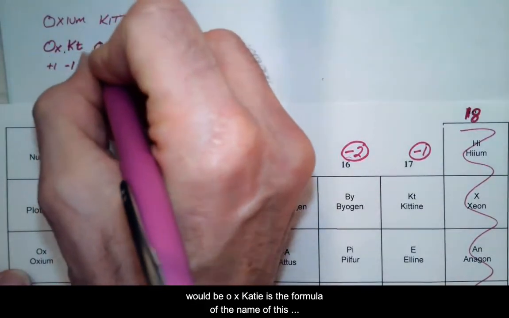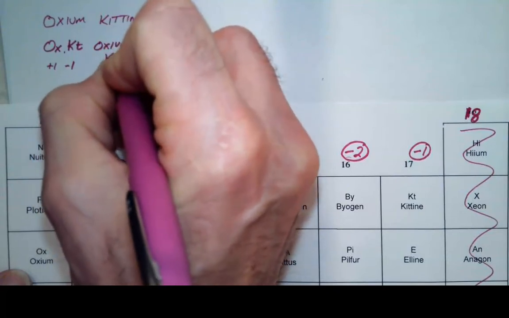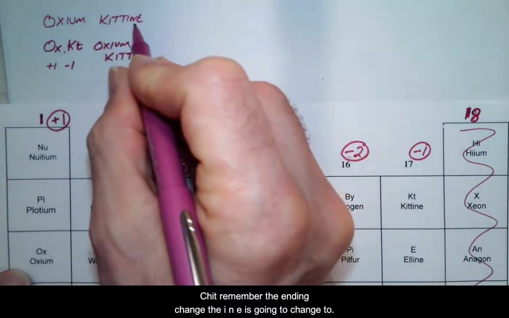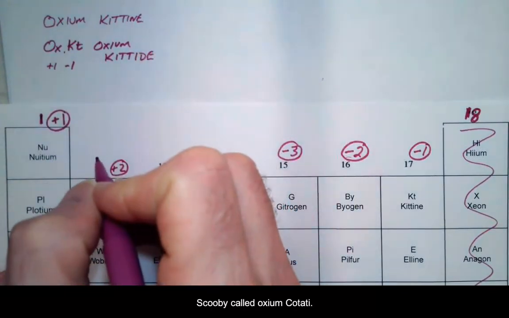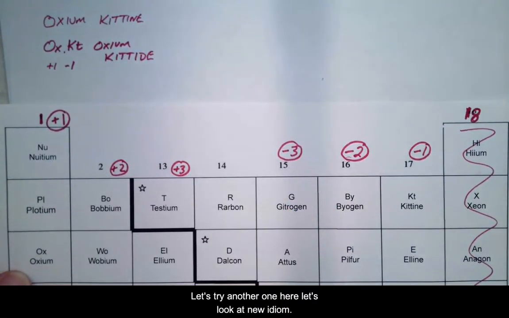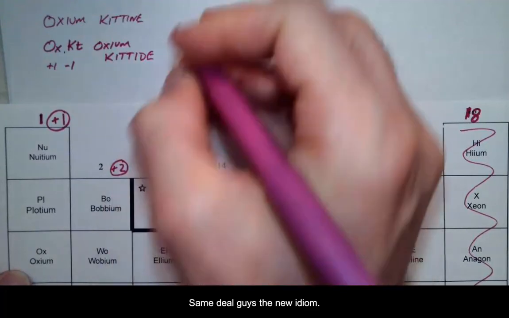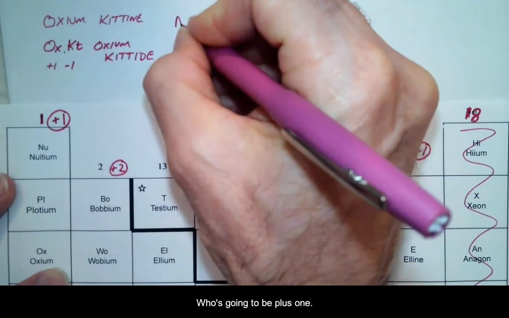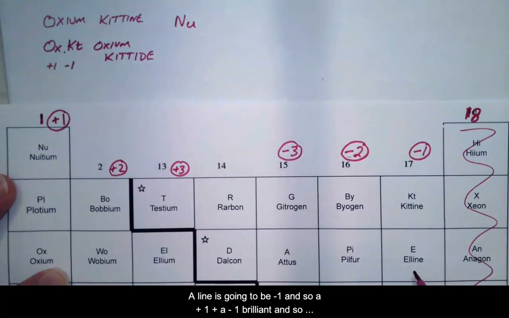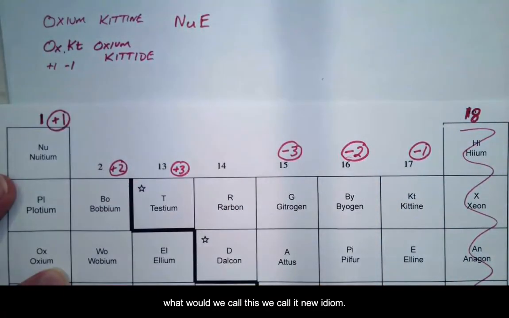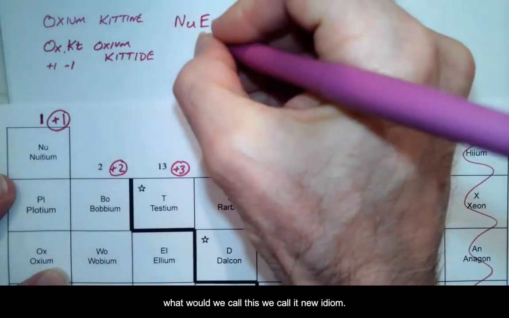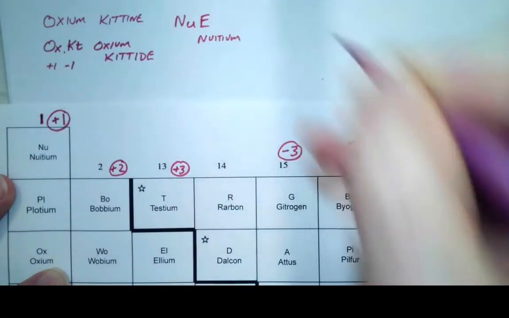The name of this would be called oxium kit. And remember the ending change. The INE is going to change to ide. So this would be called oxium kitide. All right? Let's try another one here. Let's look at neodymium, which is right here, and allyne. Same deal, guys. The neodymium is going to be +1. The allyne is going to be -1. And so a +1 and a -1, brilliant. And so what would we call this? We'd call it neodymium allyde.